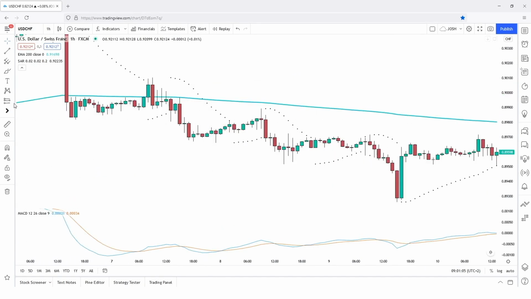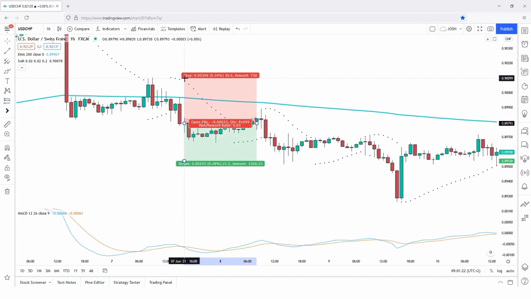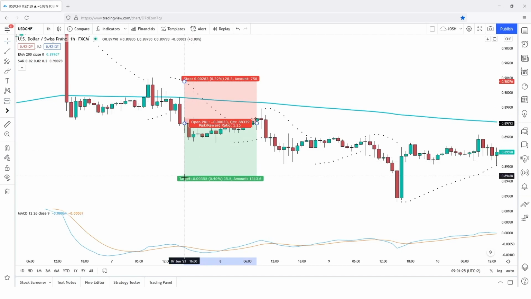For the sells, it is the same thing, just the opposite way. The price needs to be below the 200 EMA, the Parabolic SAR needs to be above the price, and the blue line needs to cross below the orange line on the MACD. We then set our stop loss at the dot of the Parabolic SAR, and our take profit at a 1 to 1.5 risk to reward.